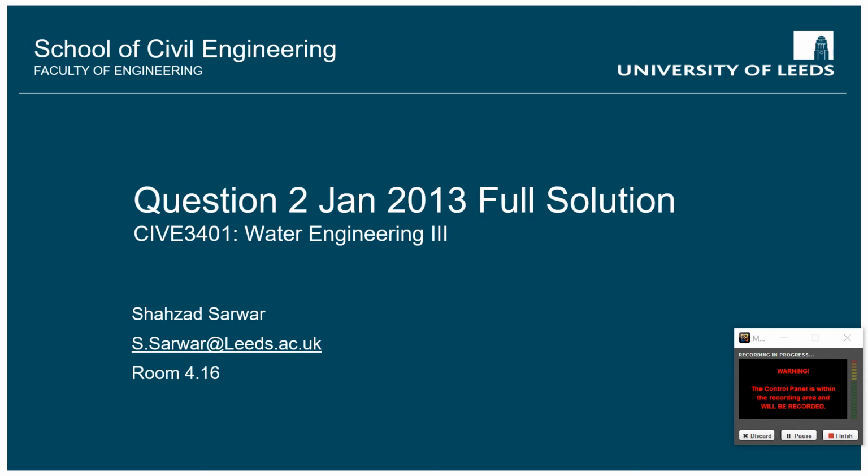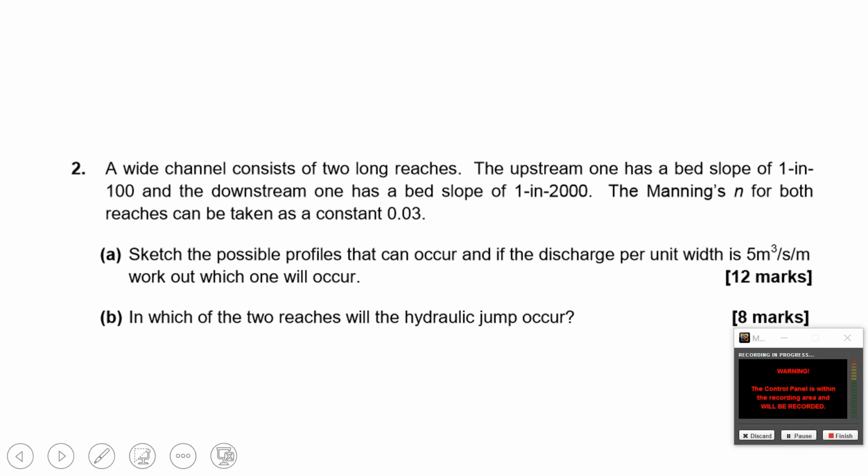Okay, so in this video I'm going to go through question 2 of the January 2013 examination paper. Question 2 is: a wide channel consists of two long reaches. The upstream one has a bed slope of 1 in 100 and the downstream has a bed slope of 1 in 2000. The Manning's n for both reaches can be taken as 0.03.